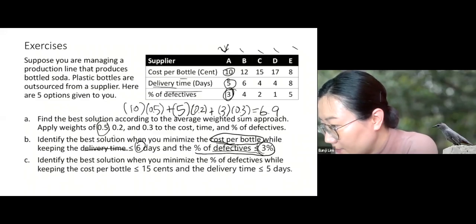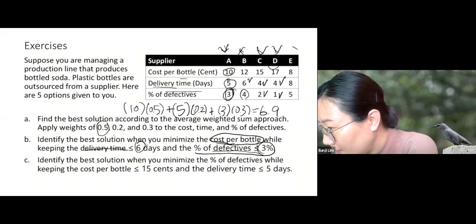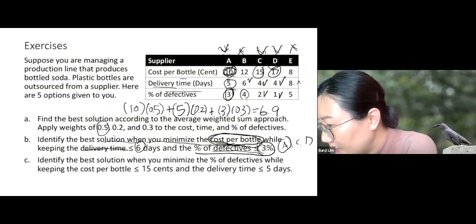Let's go to B. Is B qualified? 6, this should be less than 3. So B is not qualified. C, is it qualified? Less than 6, less than 3, yes. D, less than 6, 3, yes. E, less than 6, no, not qualified. So you have 3 suppliers, A and C and D. And between A and C and D, which one should you pick? The one with the minimum cost per bottle. So A, C, D. The one with the minimum cost per bottle is A.